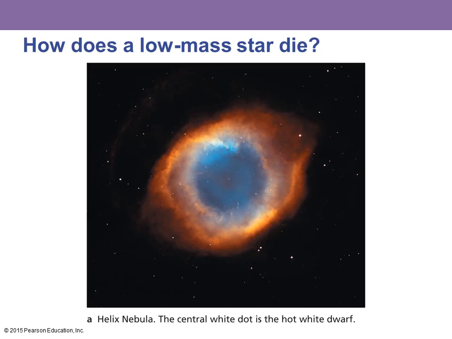Here's a good example of a low mass star which is in the process of dying. Nova, it basically explodes, throwing material off into space. And what's left then is a white dwarf in the middle.